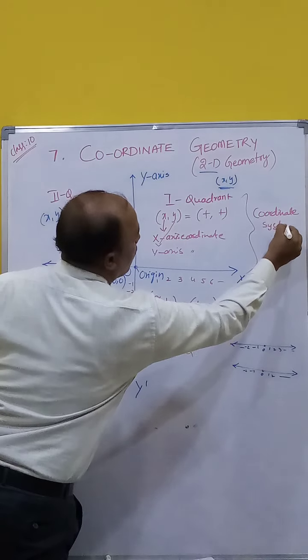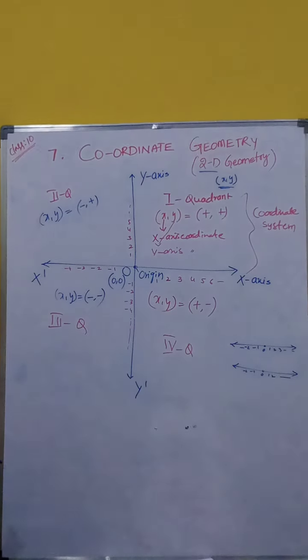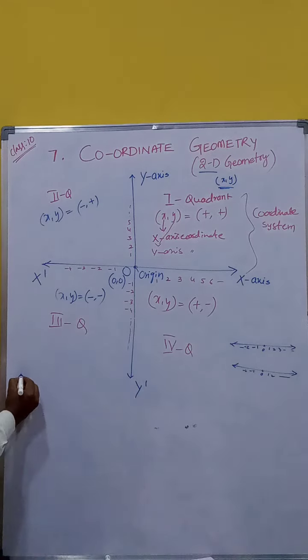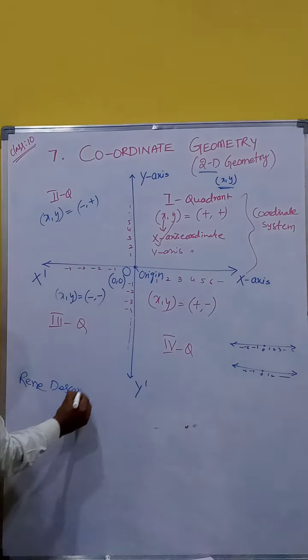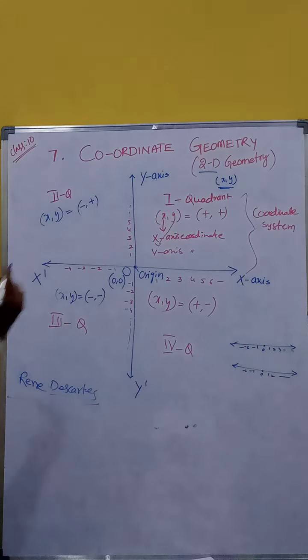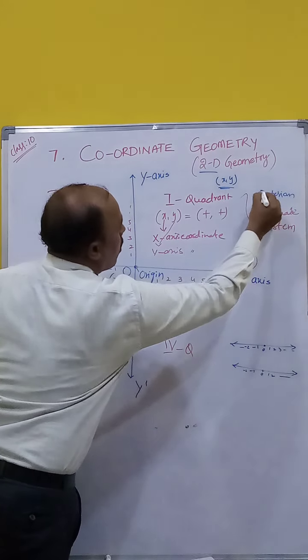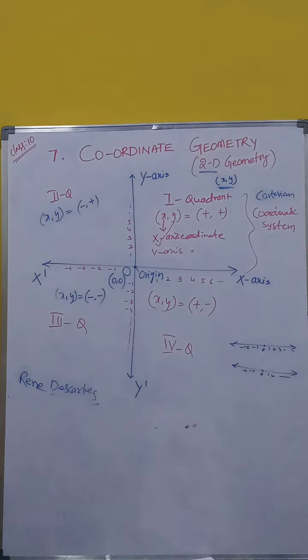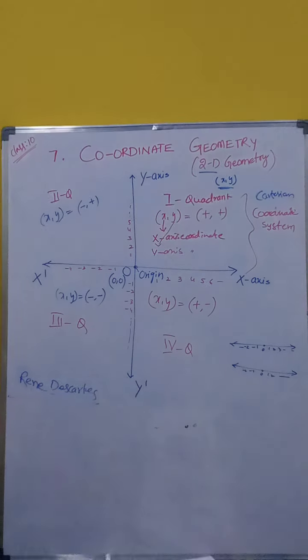We have another name for this one: Cartesian coordinate system. Why is it Cartesian? Because two-dimensional coordinate geometry was introduced by the famous mathematician René Descartes. That's why the name ends with Descartes, and because of that, it is the Cartesian coordinate system.